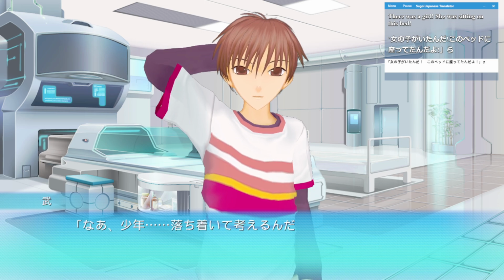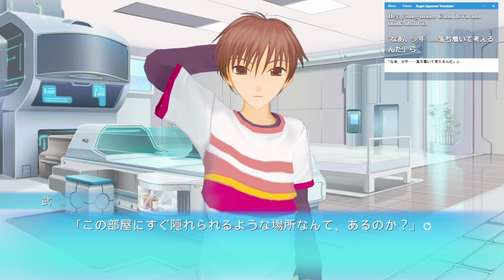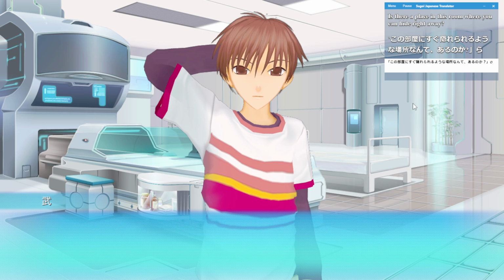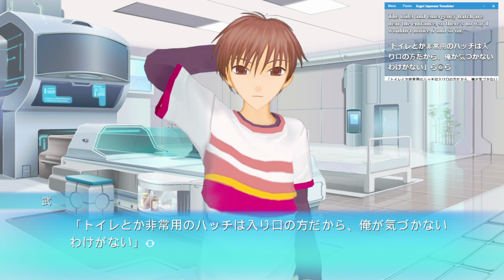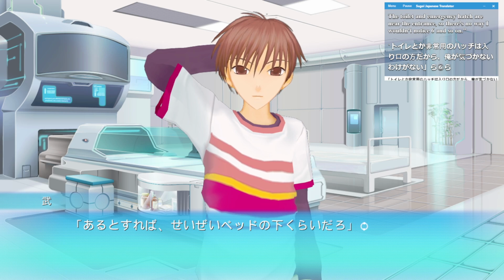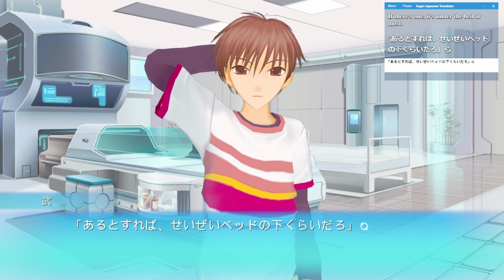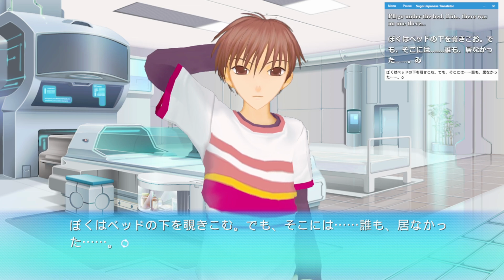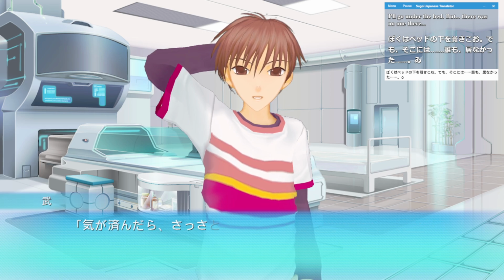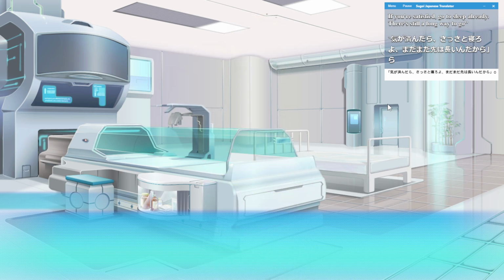Hey, young man, calm down and think about it. Is there a place in this room where you can hide right away? The toilet and emergency hatch are near the entrance, and there's no way I wouldn't notice. If there is one, it's under the bed at most. Because I looked under the bed, right? Yeah, but there was no one there. If you're satisfied, go to sleep already. There's still a long way to go.